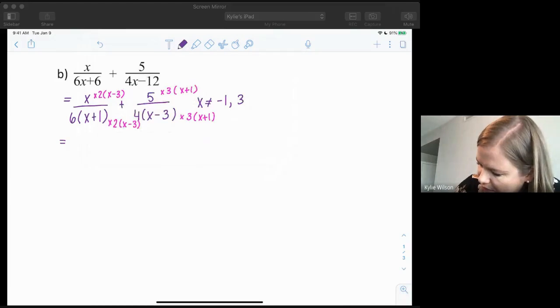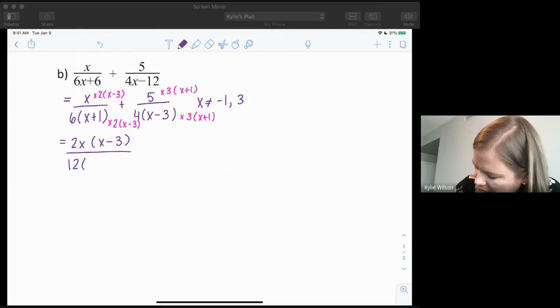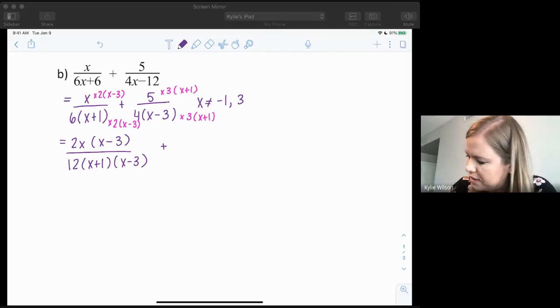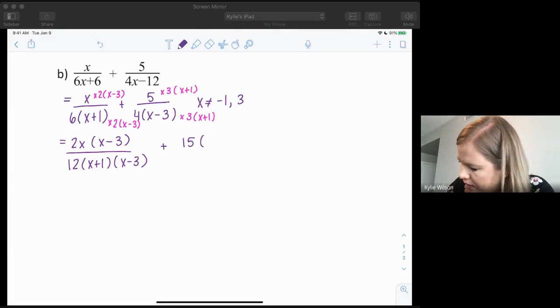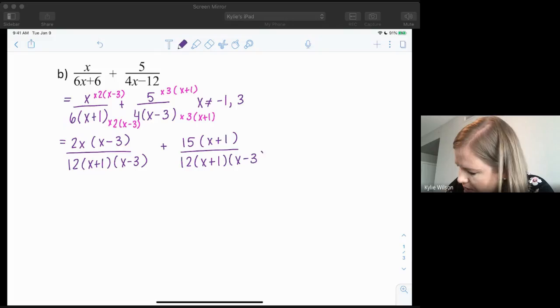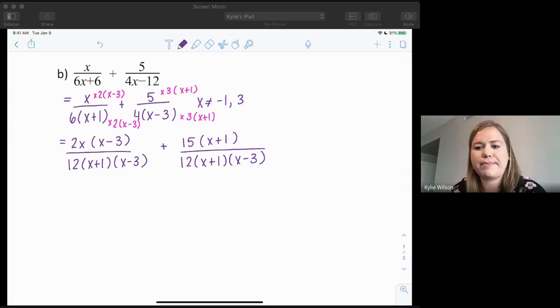So we'll have 2x, x minus 3, all over 12, x plus 1, x minus 3, plus 15, x plus 1, all over 12, x plus 1, x minus 3. There we go. And now we can take a moment to double check our restrictions. Our restrictions are still the same here, so nothing new to add. So now let's add the tops.